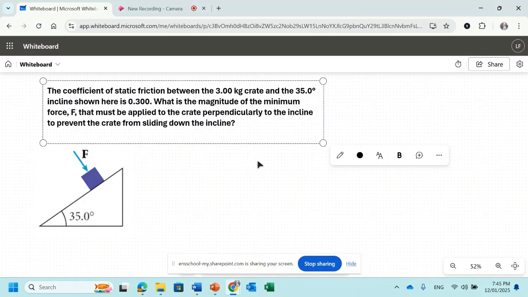Hello, my dear student. Today we will solve another problem related to inclined plane.